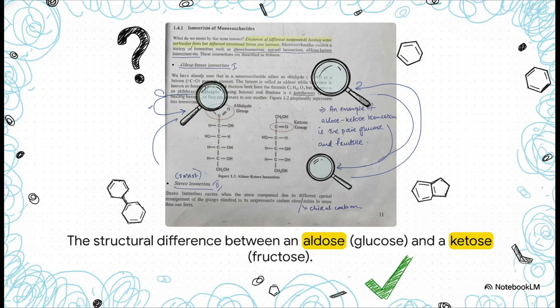Now take a look at this image. This is where it all clicks into place. See the glucose molecule on the left? That aldehyde group is sitting right at the very top. Now look at the fructose on the right. See that ketone group? It's just one carbon down from the top. That's it. That is the entire difference between the two.